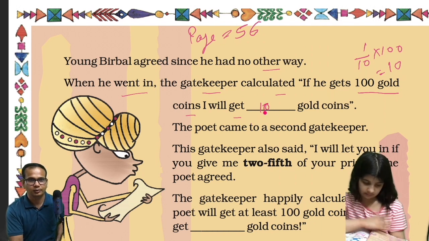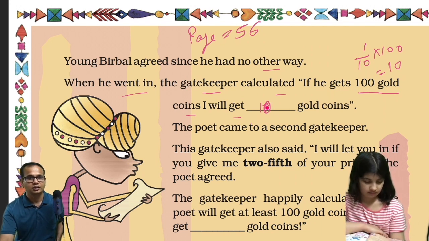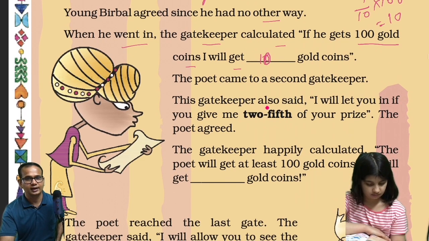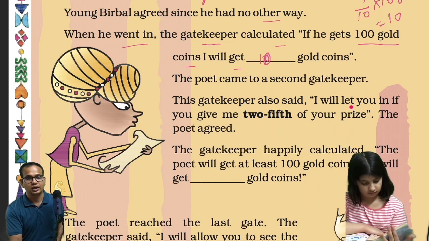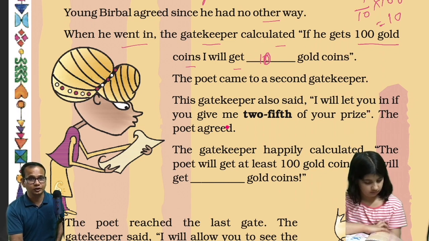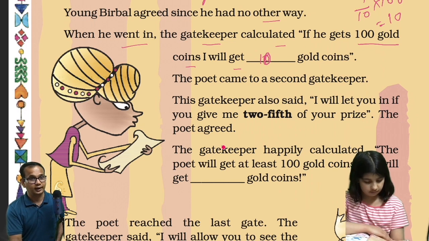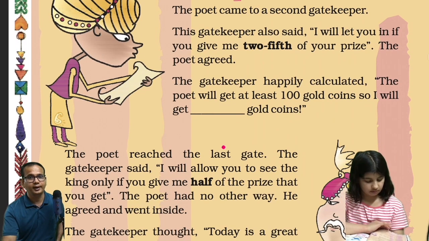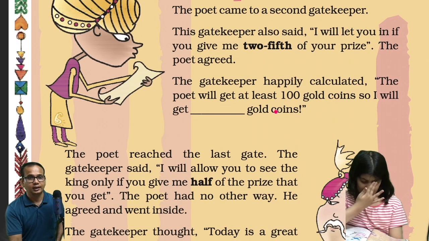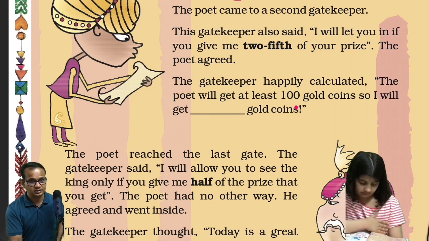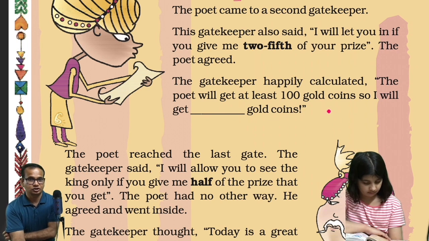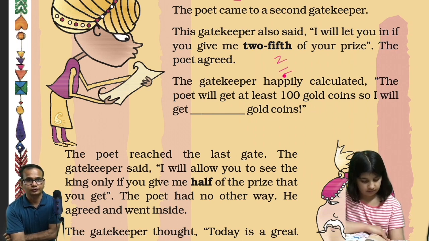The poet came to a second gatekeeper. This gatekeeper also said, "I will let you in if you give me 2/5 of your prize." The poet agreed. The gatekeeper happily calculated, "The poet will get at least 100 gold coins, so I will get..." How much, tell me, Avisha? 20 gold coins. 2/5 means 2 by 5.